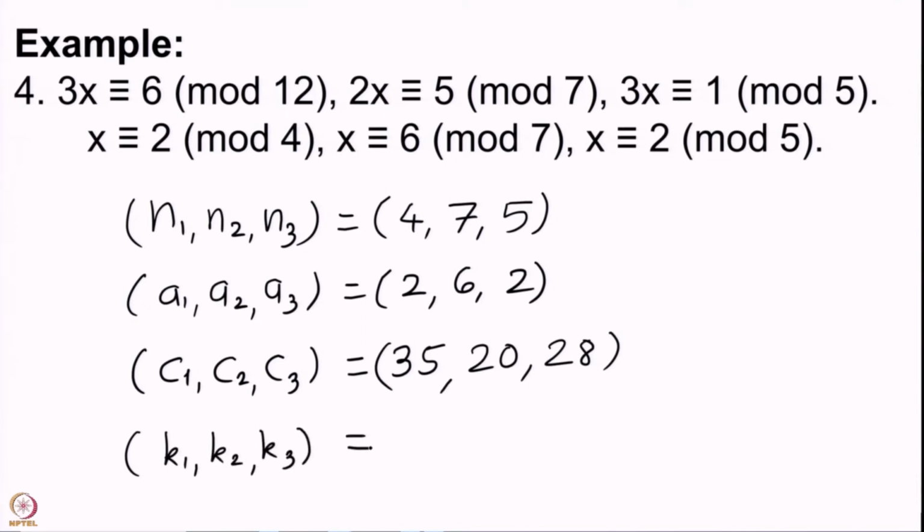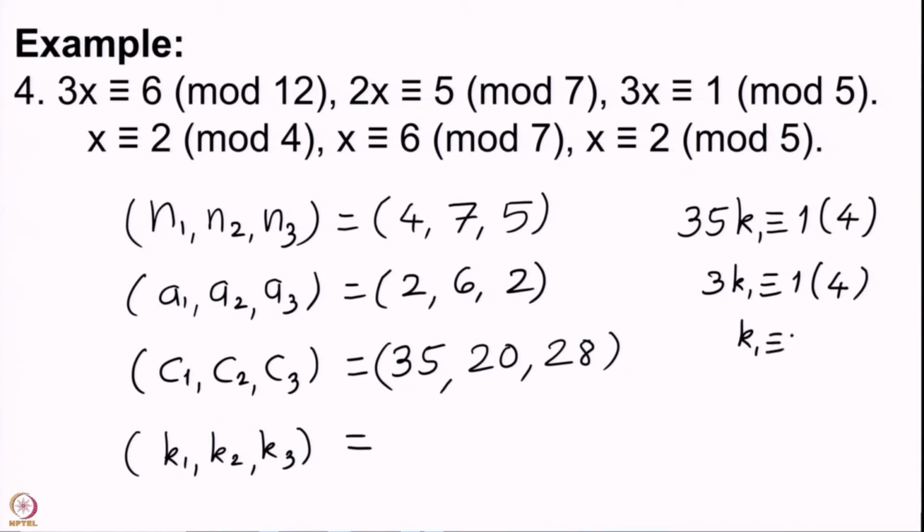Now, from here I want to compute K1, K2, K3. K1 should have the property that 35 K1 should be 1 modulo 4, but modulo 4 35 is already 3. So, we get the equation to be 3 K1 congruent to 1 mod 4, and so K1 is 3 modulo 4.